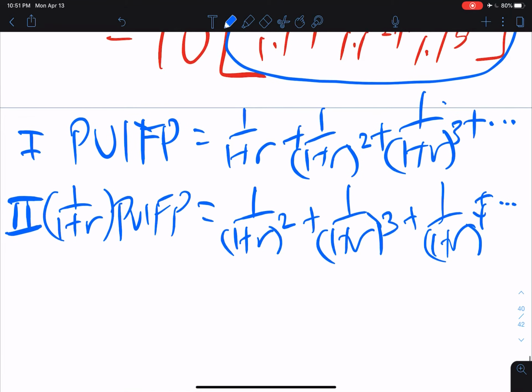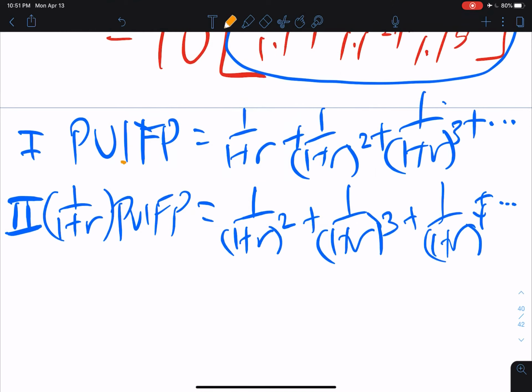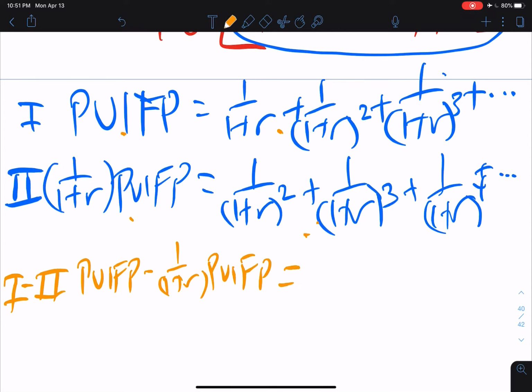And now, remember, if this equals this, and this equals this, therefore logic tells us that the difference in the left-hand side has to equal the difference on the right-hand side. So let's do 1 minus 2. So over here on the left-hand side, I have PVIFP minus 1 over 1 plus r times PVIFP.